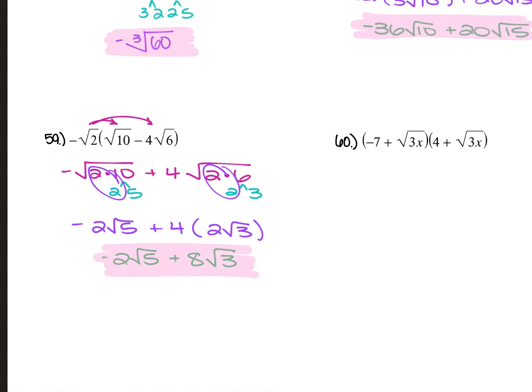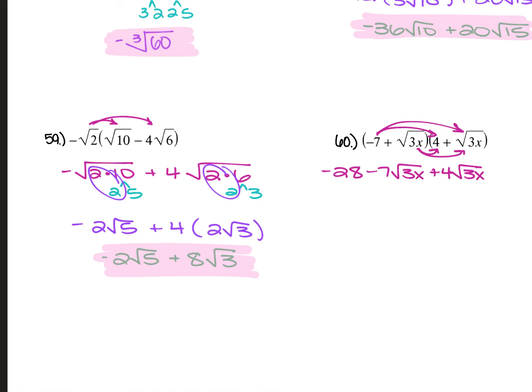For 60, you have negative 7 plus the square root of 3x times 4 plus the square root of 3x. We're going to FOIL this out. So we're going to have negative 7 times 4, which is negative 28. Negative 7 times the square root of 3x is negative 7 square root 3x. The square root of 3x times 4 is 4 square root 3x.